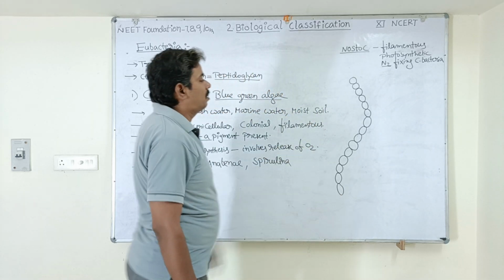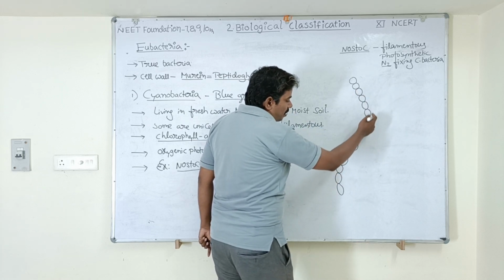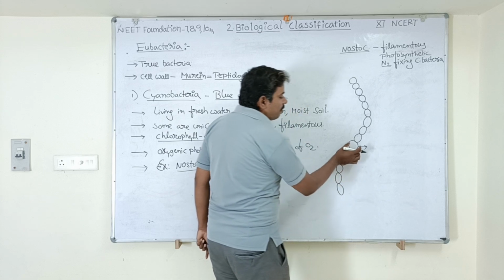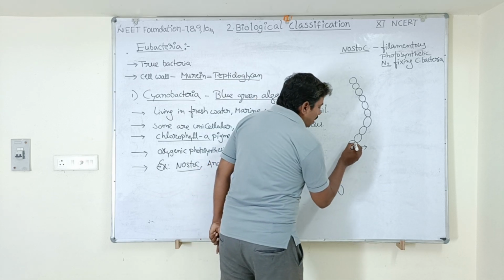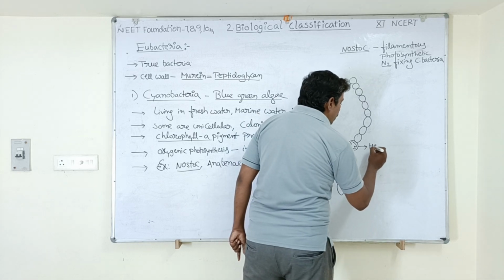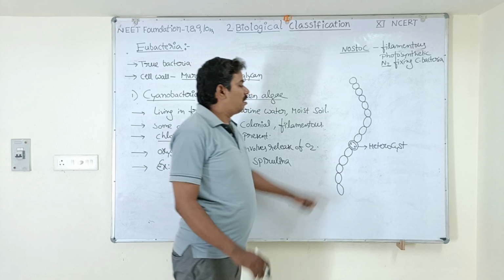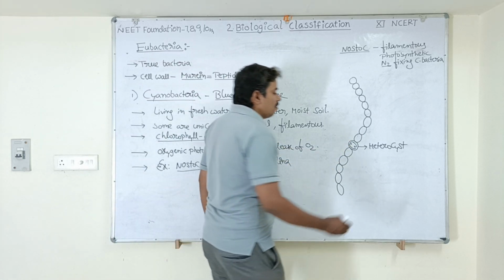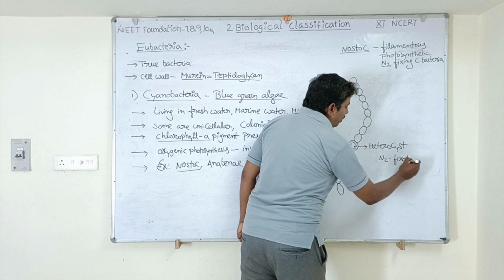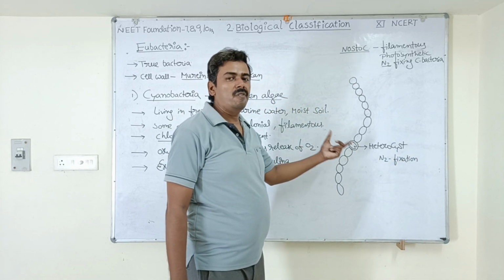So this is what is called nostoc cyanobacteria. All these are individual cells attached end to end. Here you can see a specialized cell, comparatively larger in size. This cell is called heterocyst. What is the function of this heterocyst? It is involved in nitrogen fixation. It carries out nitrogen fixation and also stores the fixed nitrogen in the form of ammonia.